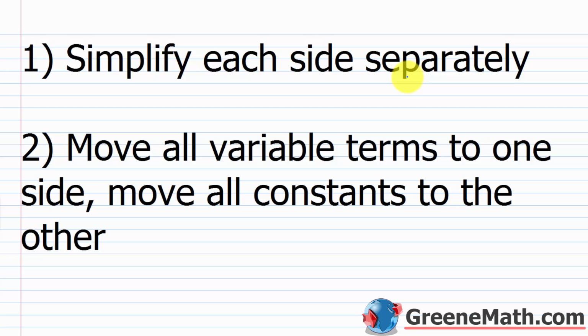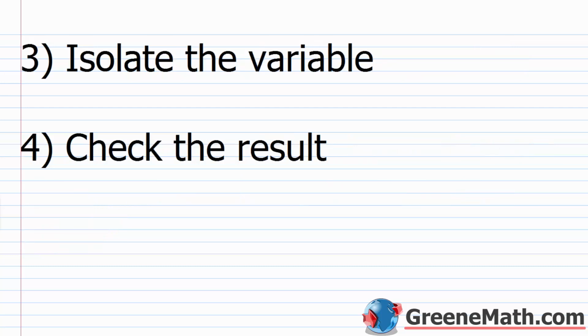The second step is to move all variable terms to one side and then move all constants to the other, okay? The way you're going to do this is you're going to use your addition property of equality. Then the third step is to isolate the variable. You're going to do that using the multiplication property of equality. And the last step is to check the result.